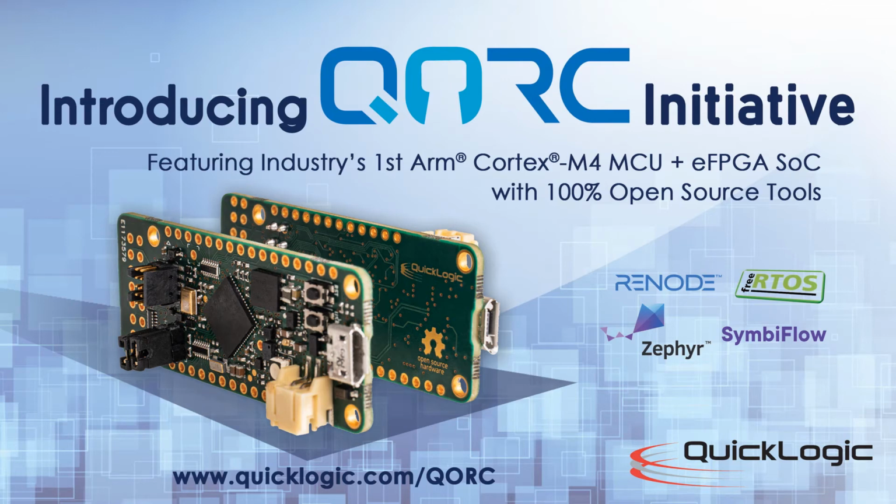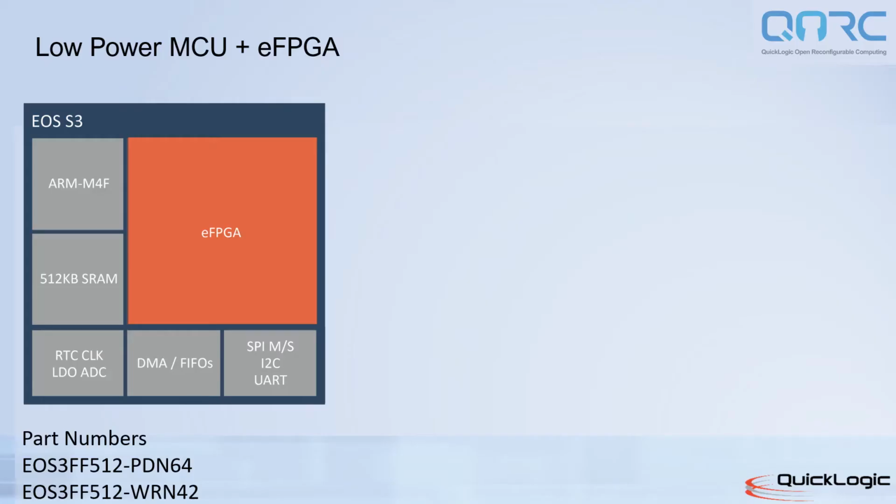QuickLogic is proud to be the first programmable logic company to actively support a fully open source suite of development tools for its MCU, FPGAs and eFPGA technologies. Eos S3: general purpose, low powered MCU and eFPGA. The first family of devices to support QuickLogic's open reconfigurable computing initiative is the Eos S3 multi-core SoC.